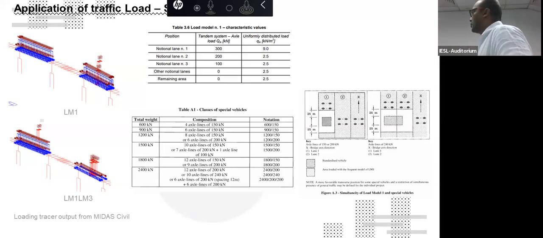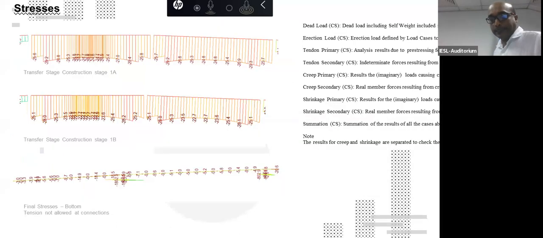We used a 1200 kilonewton abnormal vehicle as specified by RTA. This is the combination of load model 1 and 3, as we are doing the ES code. These are the stresses.